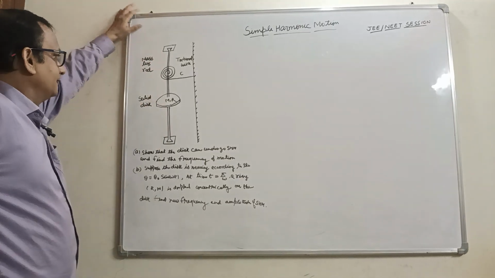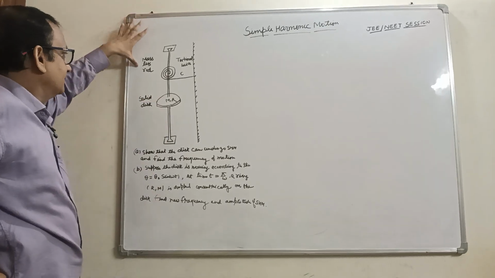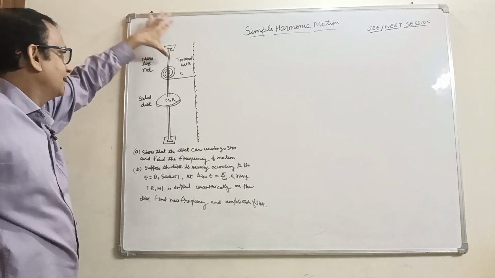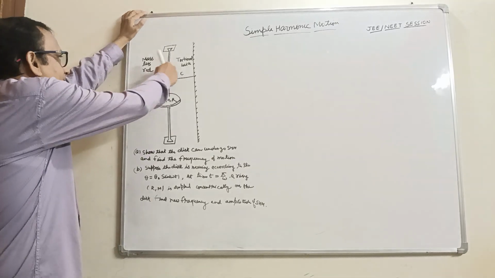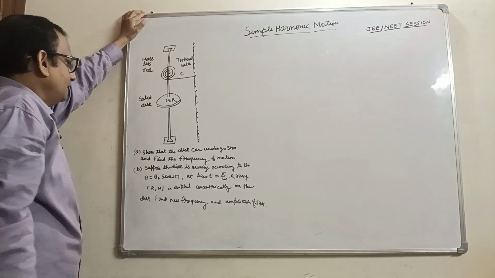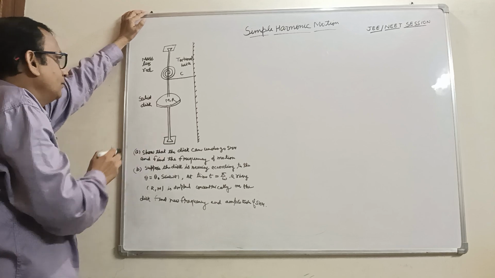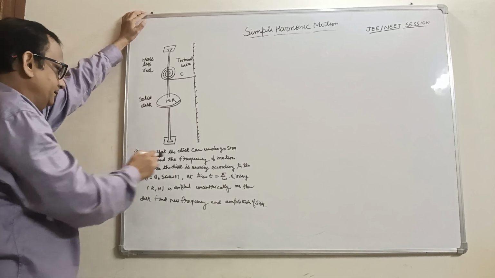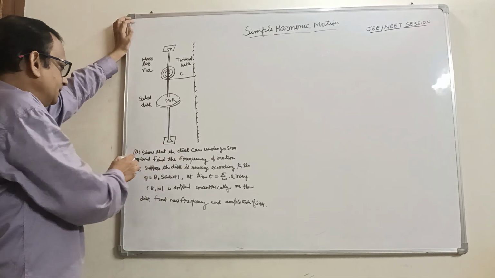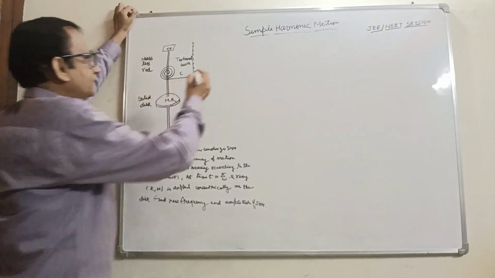A disc is hinged with a vertical rod, and this rod is massless. A torsional wire is attached with this rod, and we have to calculate the frequency of motion in this scenario. In the first part, we have to show that the disc can undergo SHM and find the frequency of motion.